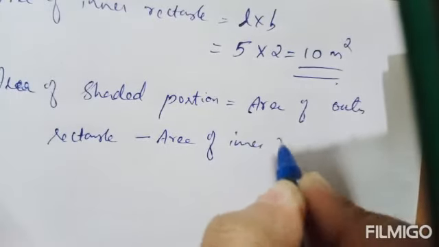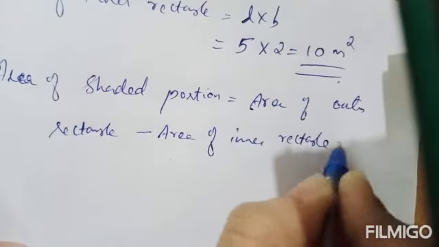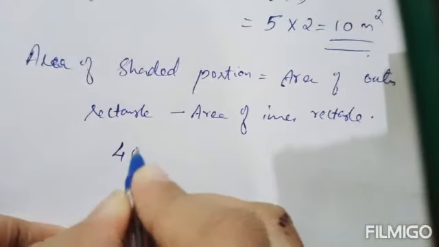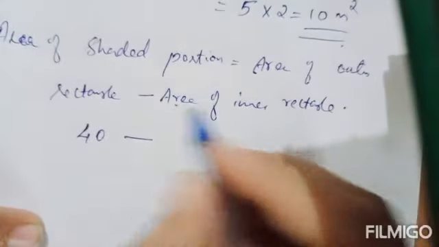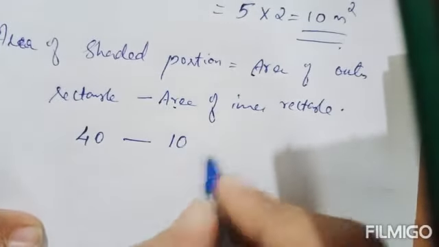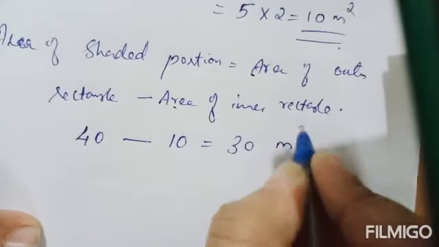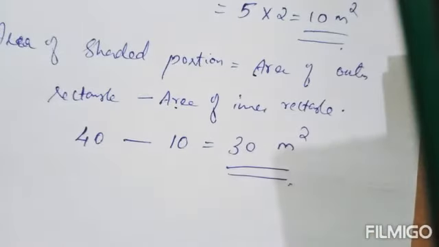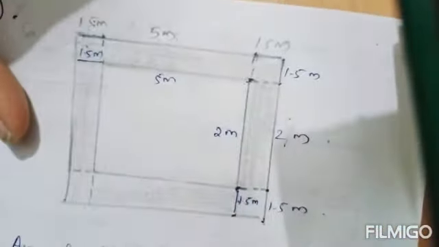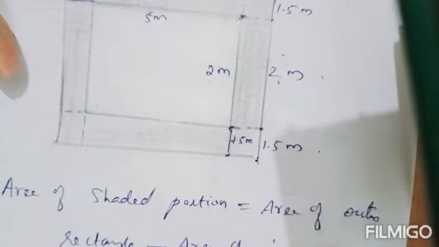Area of inner rectangle. So the area of the outer rectangle we found is 40 meter square, minus the area of the inner rectangle, which is 10. So 40 minus 10, you will get 30 meter square. This is the area of the shaded portion. This shaded portion is 30 meter square.